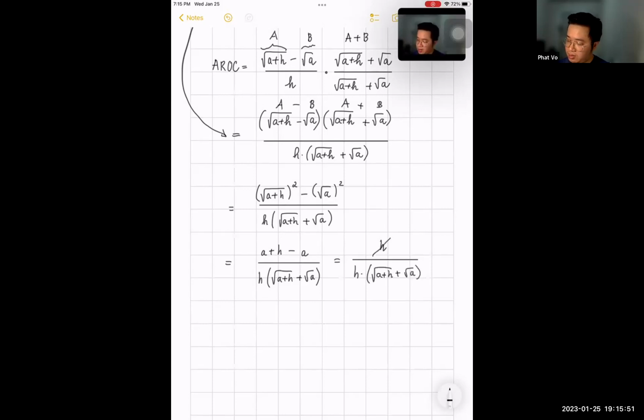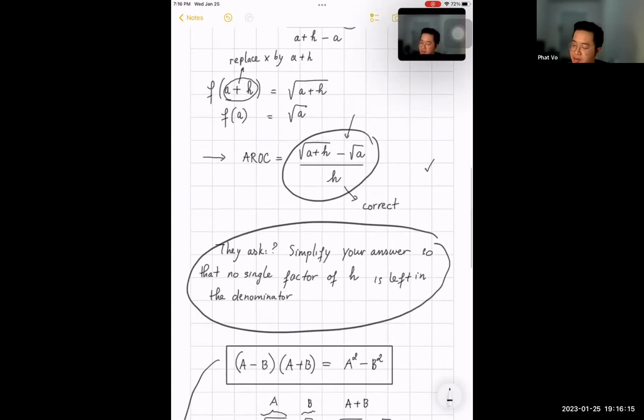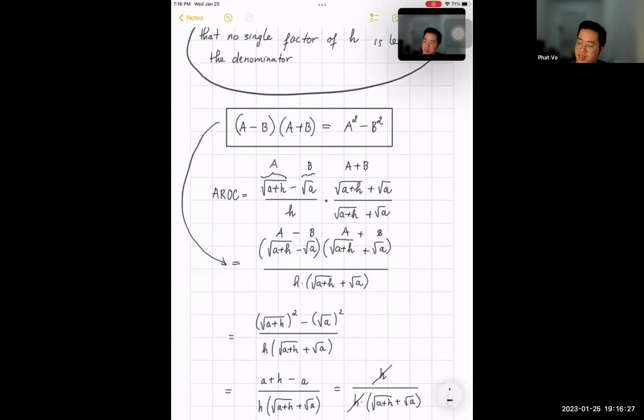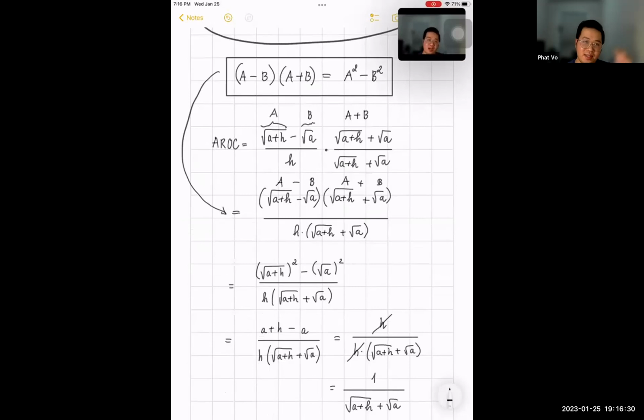Okay, and h here and h here you can reduce them, and in the numerator you only have one, and in the denominator you only have this guy. So now you can see the new expression doesn't have the single factor of h in the denominator. Okay, that is what they want you to do. If you stop here, you also get the point, but it's not complete. If they ask you a question like this, simplify your answer, you need to use the trick like this: multiply the numerator and denominator by a conjugate.